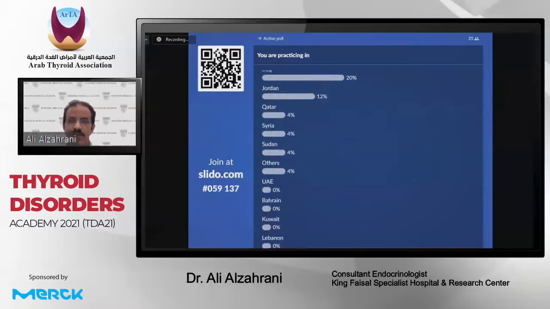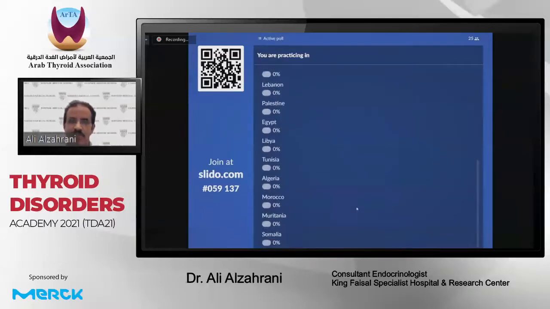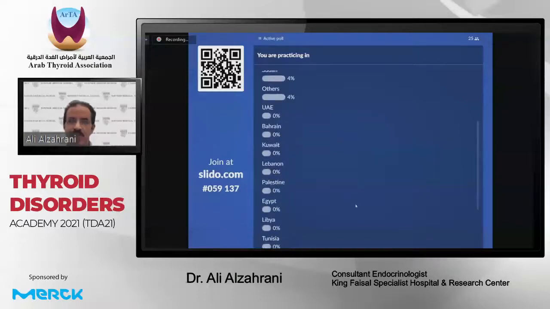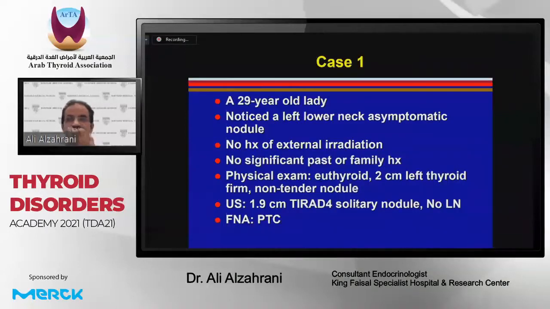Okay, so let's move on. I think this is basically what we have. So with that, let's go to the first case. We have a 29-year-old lady who noticed a left lower neck asymptomatic nodule. She had no history of external irradiation, and no significant past or family history. Her physical examination showed that she was euthyroid with a 2 centimeter left thyroid, firm, non-tender nodule. Her TSH was normal. Her ultrasound shows a 1.9 centimeter TI-RADS 4 solitary nodule with no lymphadenopathy.